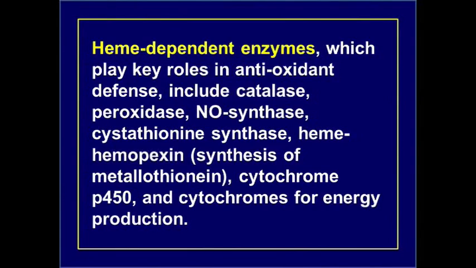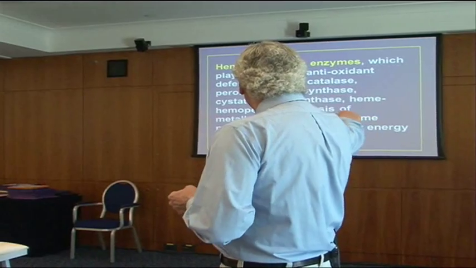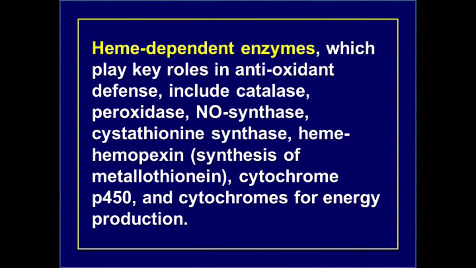Heme goes on to make hemoglobin, because the globin is a series of amino acids. But heme itself is the base substance for a lot of other enzymes in the body, okay, which play key roles in antioxidant defense, including catalase. That's the boy that gets rid of the hydrogen peroxide. So if you don't produce enough heme, you don't produce the catalase, up goes your hydrogen peroxide. Other peroxidases, these include the NADPH and other peroxidases, nitric oxide synthase enzyme, cystathionine synthase.